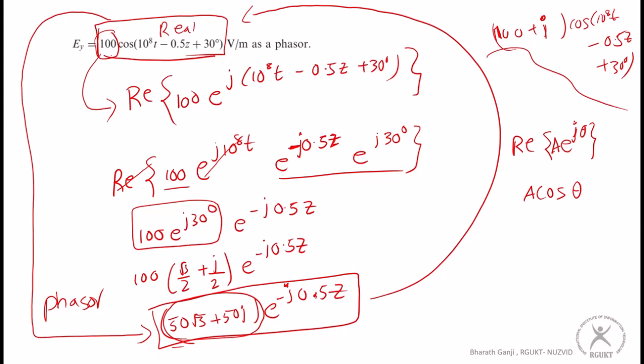But phasor form is not a practical value. It's a mathematical anomaly, a mathematical similarity of time domain, which is created in the frequency domain. You can see here there is a time variation. Here there is no time variation, and minus 0.5z indicates a wave traveling in the positive z direction. You can see that is influencing here, which shows a phase variation. So this is the phasor form.